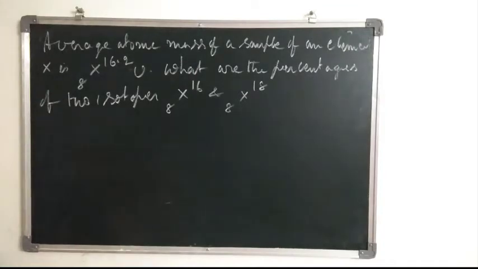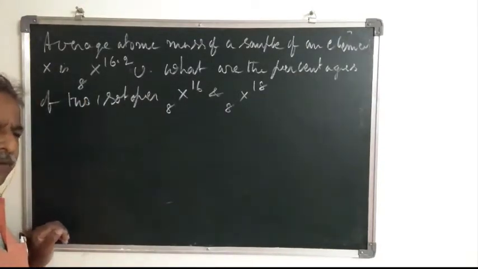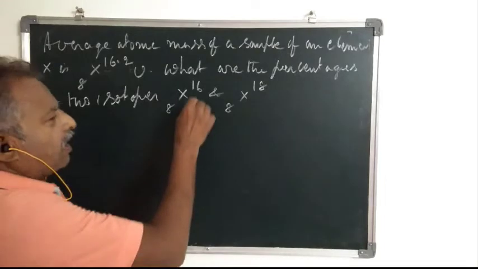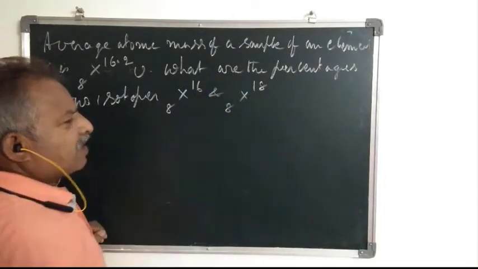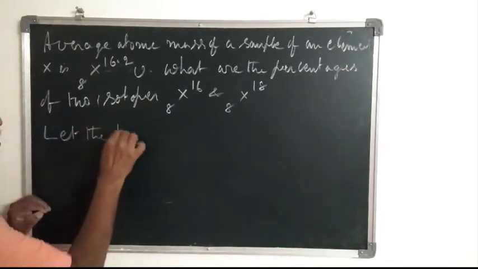Now let us discuss one more example. Average atomic mass of a sample of element X-8-16.2 units. What are the percentages of two isotopes X-8-16 and X-8-18? See here, atomic number is given as 8. So we know that the element with atomic number 8 is oxygen. So here X is nothing but oxygen. Average atomic mass of both the isotopes is 16.2, whereas atomic mass of first isotope is 16, atomic mass of second isotope is 18.